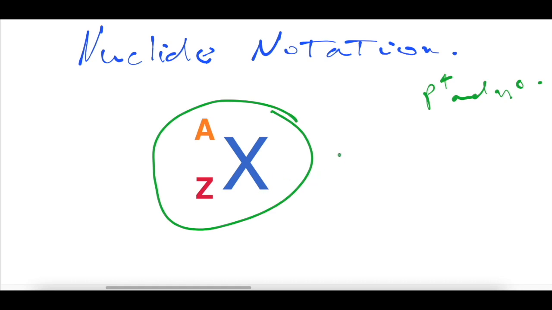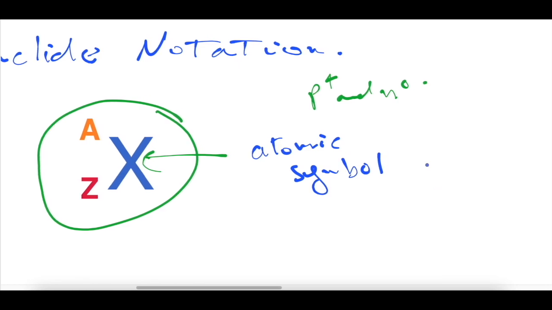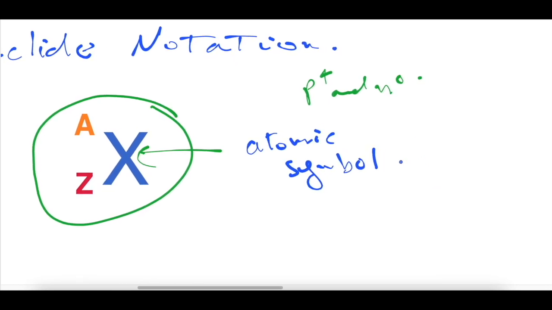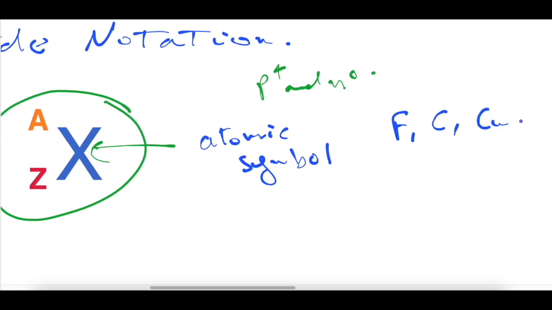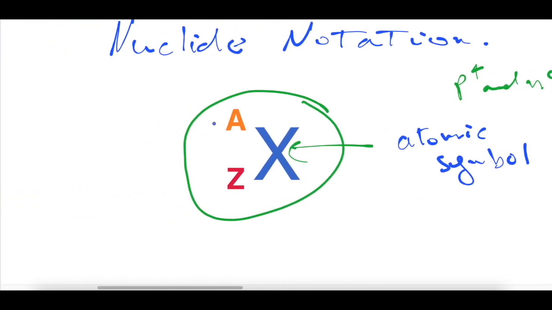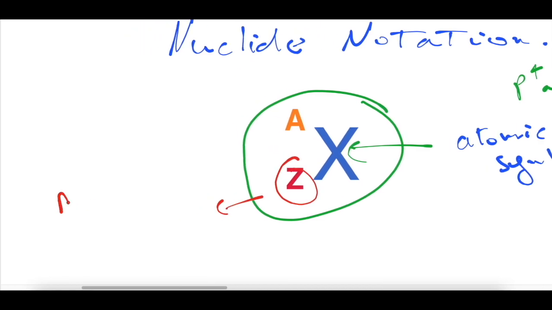So here we have this capital letter which represents the atomic symbol. This is the atomic symbol, which refers to the capital letter of the element. For example, fluorine, carbon, copper, and so on. In the bottom left, we have the atomic number.